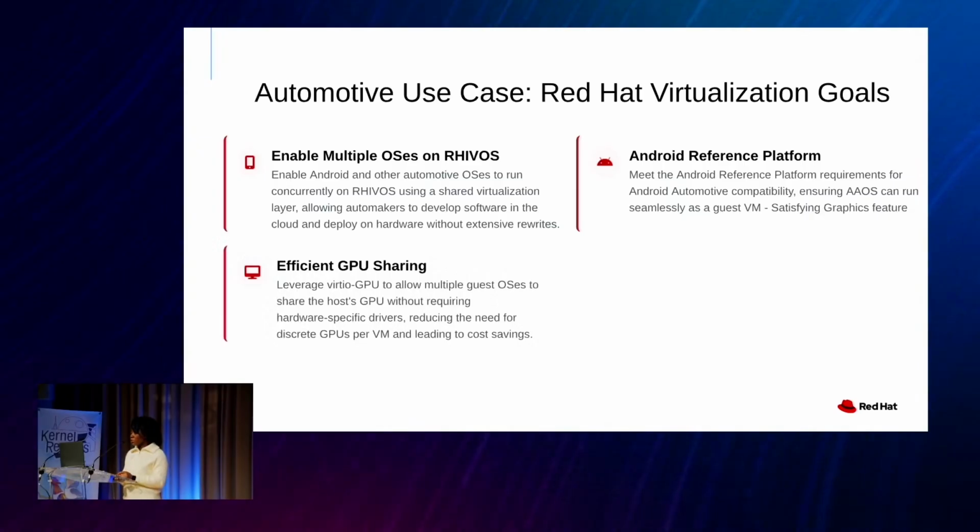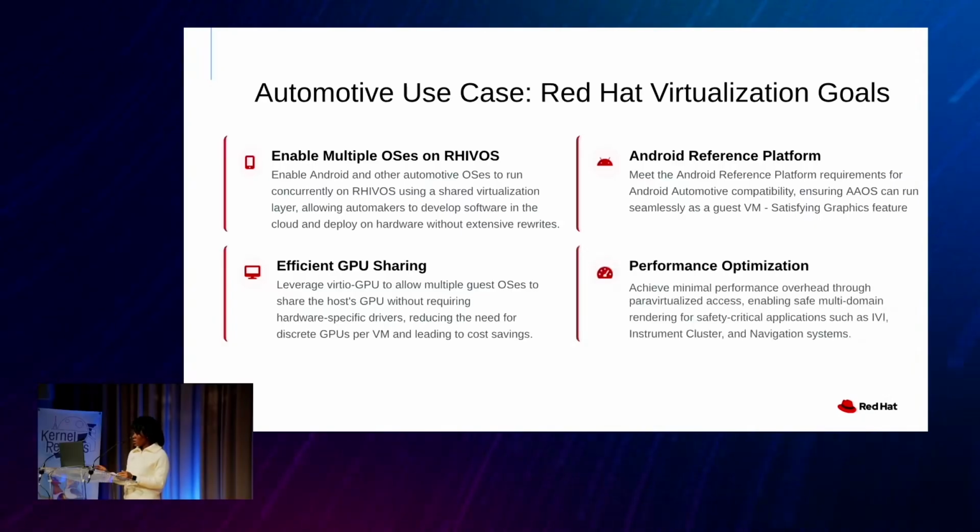Another objective for us was allowing multiple automotive OSes to coexist by sharing the GPU. This helps to keep the guest OS independent of the underlying GPU hardware, and it reduces the need for separate GPUs per VM, which leads to cost savings for us. And finally, I would say this approach introduces minimal performance overhead. With para-virtualized access, we could still deliver safe multi-domain rendering for applications like infotainment, instrument clusters and navigation systems.